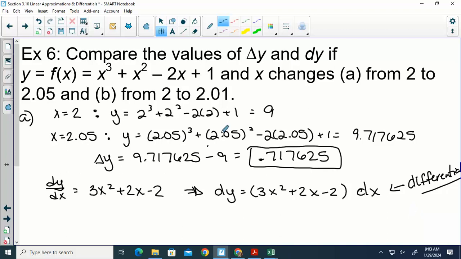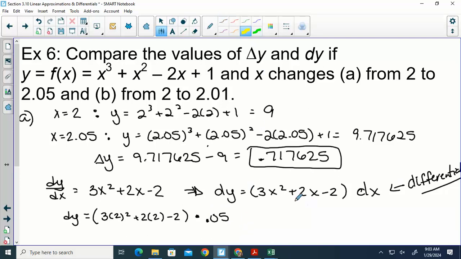Okay, so now to actually approximate our dy, we have to plug in our values. So our derivative, we are plugging in the beginning x value. So what was our beginning x? 2. Times dx. How much did x change to get to the end? 0.05.